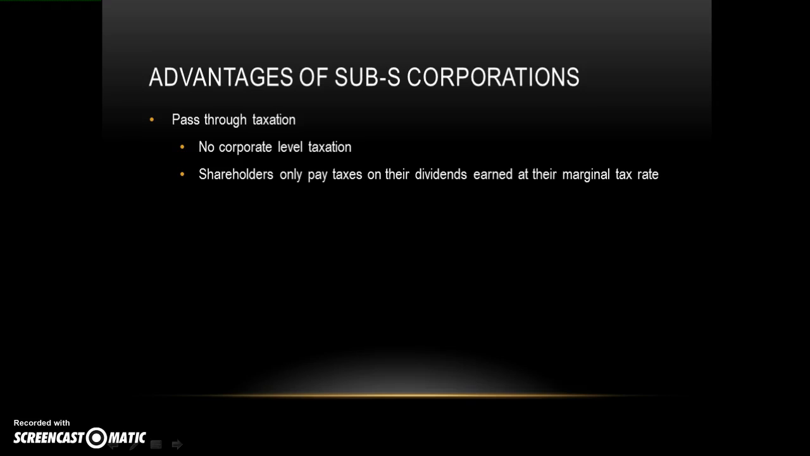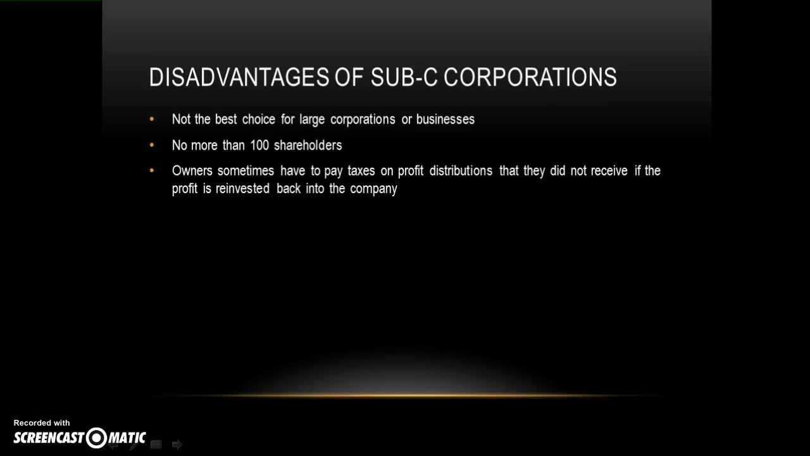Advantages of sub-S corporations. Sub-S corporations have pass-through taxation. There's no corporate level taxation, and shareholders only pay taxes on their dividends earned at their marginal tax rate. Disadvantages of sub-S corporations. They are not the best choice for large corporations or businesses. You're not allowed to have more than 100 shareholders, and owners sometimes have to pay taxes on profit distributions that they did not receive if the profit is reinvested back into the company.